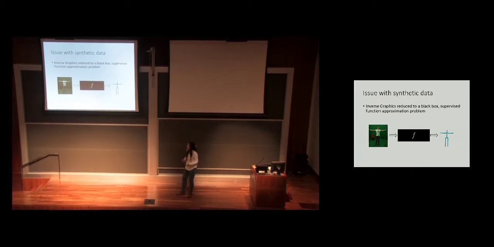Another issue with working with synthetic data alone is the domain gap, because real pictures of humans don't look like this. We're not in front of a green screen. Our appearance is a lot more diverse. There's a lot of clutter and occlusion in images. So models that are trained on these data sets don't generalize very well to the real complexity of the real world.